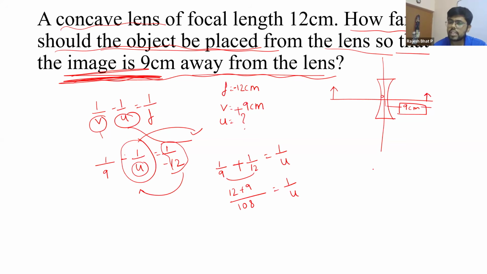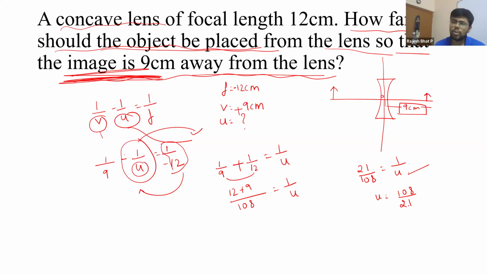So what is 12 plus 9? 12 plus 9 is very simple. 21 by 108 is equal to 1 by U. Is this the right final answer? No, we have to reciprocate. It is same like resistance in series and parallel problems. So it becomes U is equal to 108 by 21.